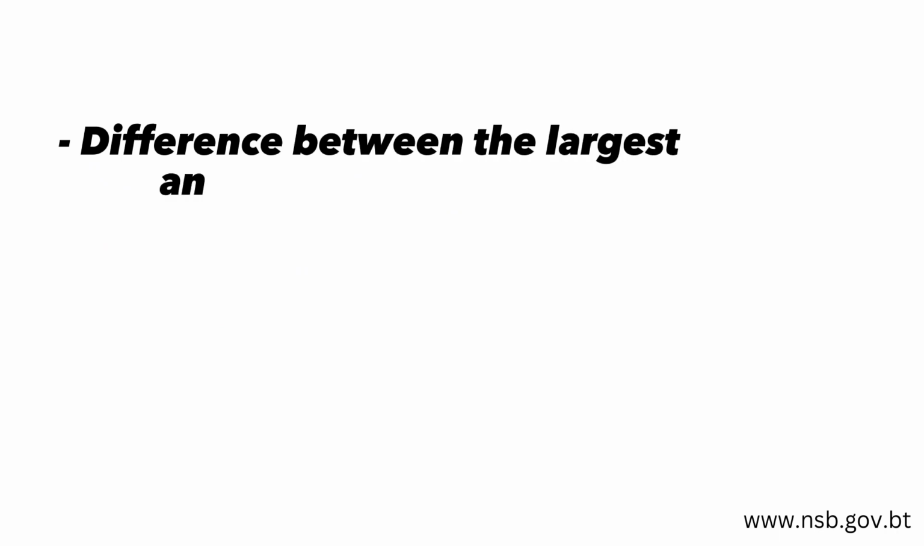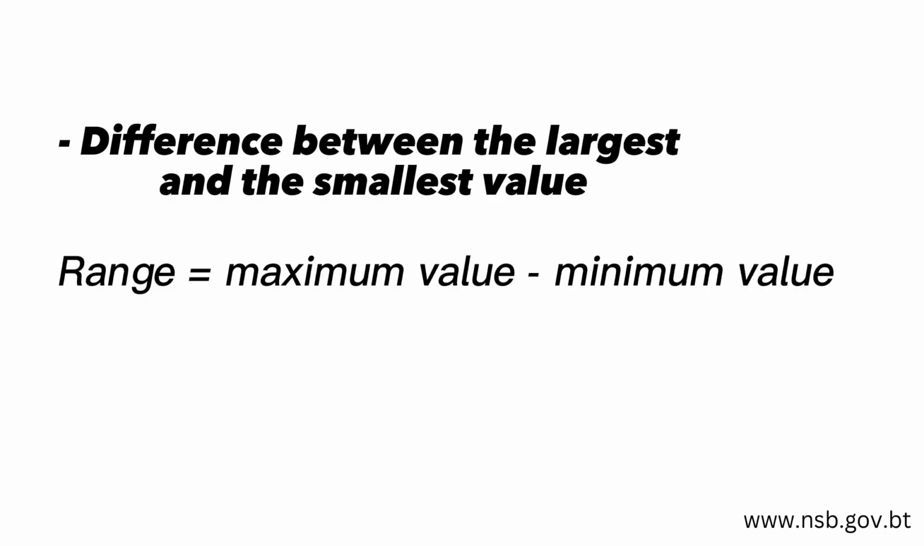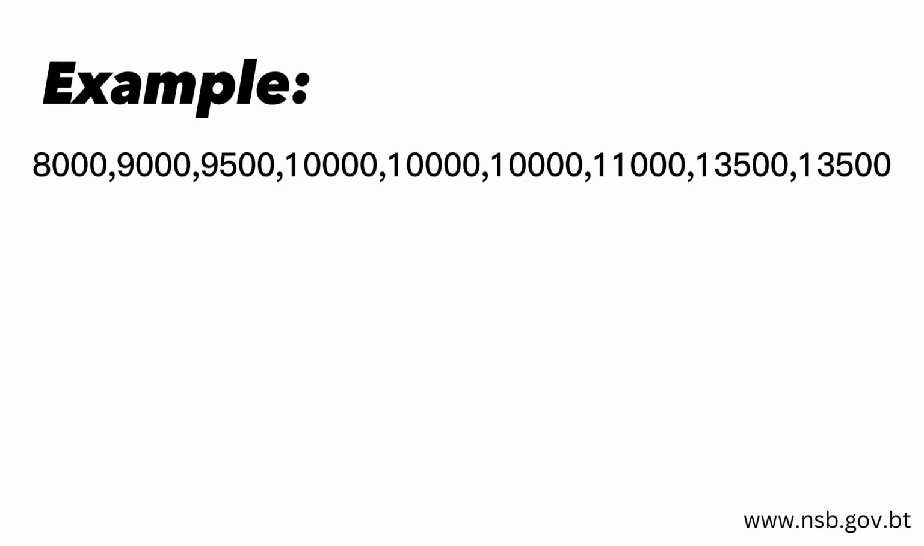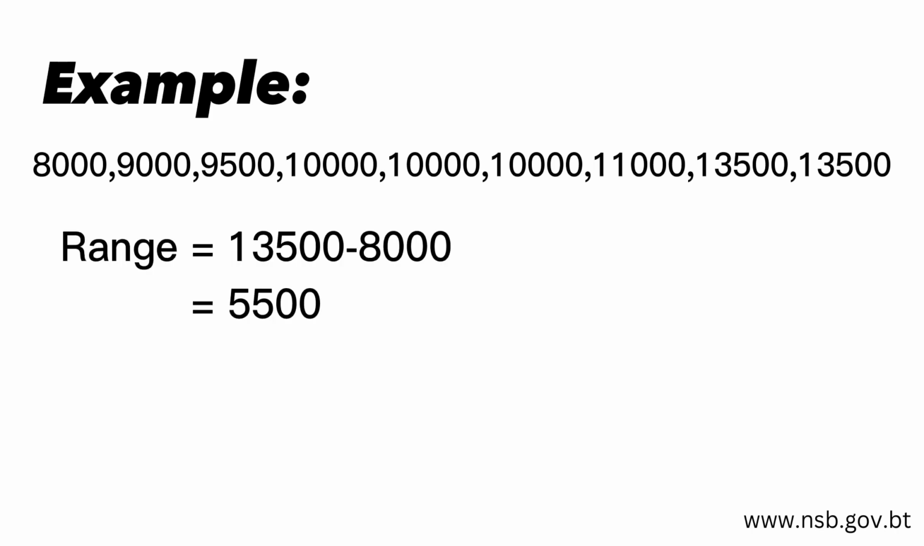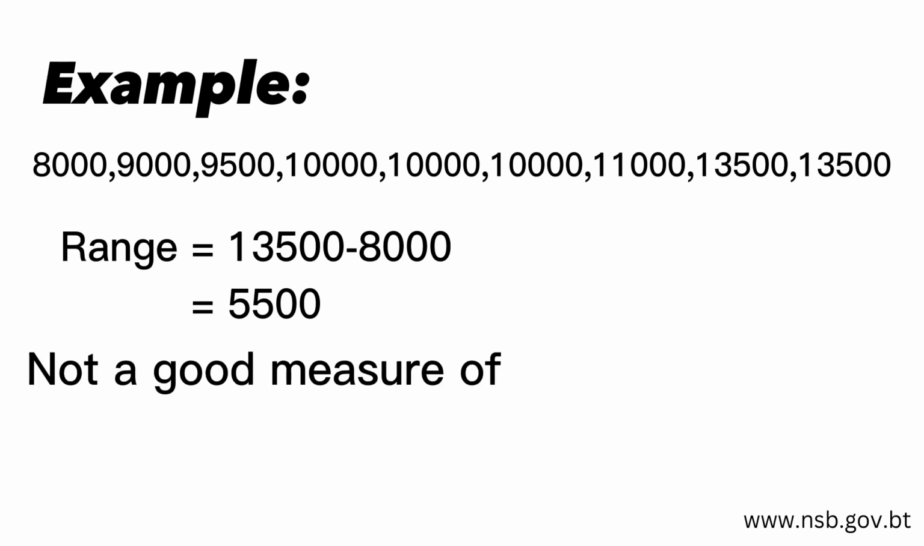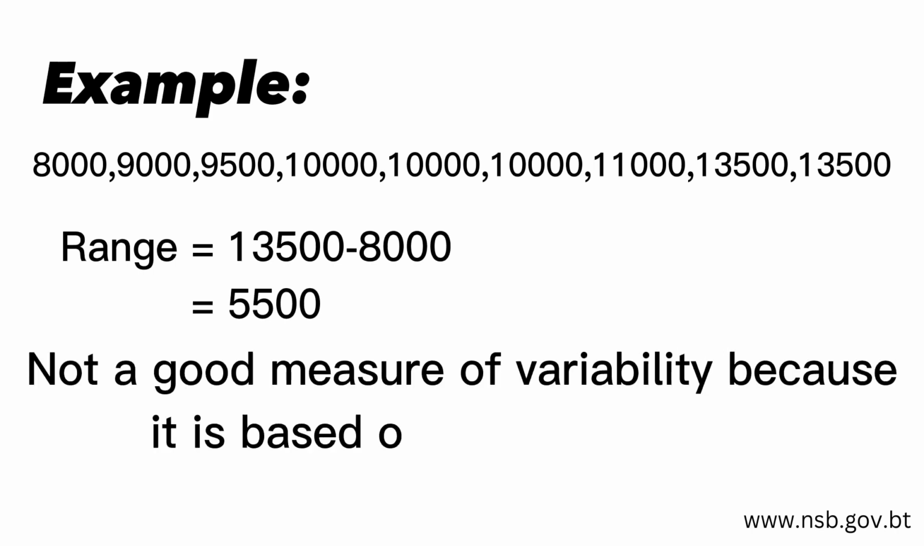Firstly, what is range? The range is the difference between the largest and smallest value in a dataset. For example, let's use the monthly house rent data. Here the maximum value is $13,500 and the minimum value is $8,000. So range is equal to $5,500. Range is not a good measure of variability because it is based on two values only.